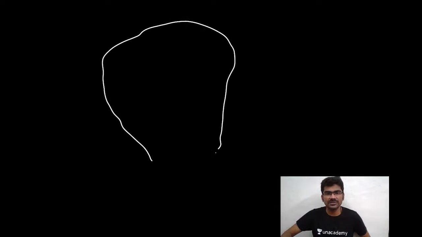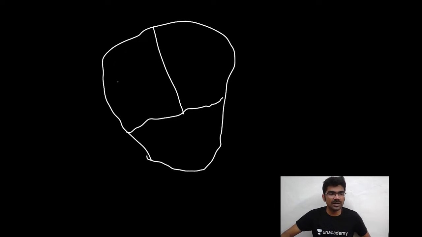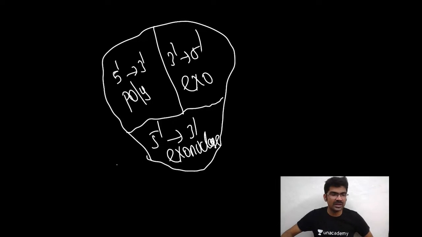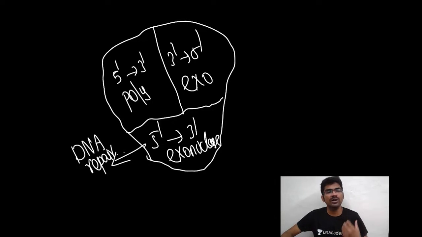Klenow is a scientist. What he did is, look at this. He took the DNA polymerase 1. Just assume that this has a 5' to 3' polymerase activity. This is the 3' to 5' exonuclease activity, and this is the 5' to 3' exonuclease activity. What is the role of this 5' to 3' exonuclease? Excellent, Akash. It is involved in DNA repair.